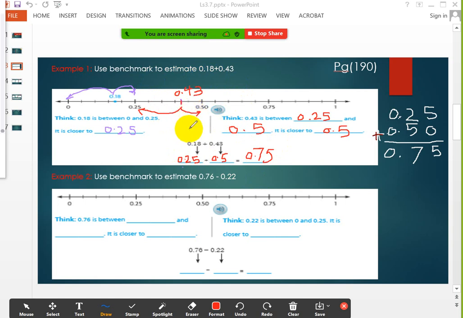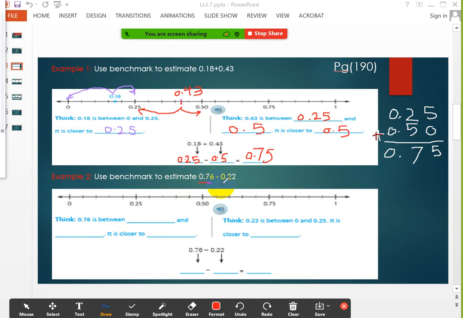This is the estimate for this addition according to the benchmark. So according to the benchmark, I have to round the numbers, then add the rounded numbers and find the estimate, which is 0.75. Okay, the strategy in addition is the same strategy as in whole numbers. So I have to order the numbers vertically under each other and add the numbers. Let's see example number 2. In example number 2, I want to subtract, or estimate, 0.76 minus 0.22.